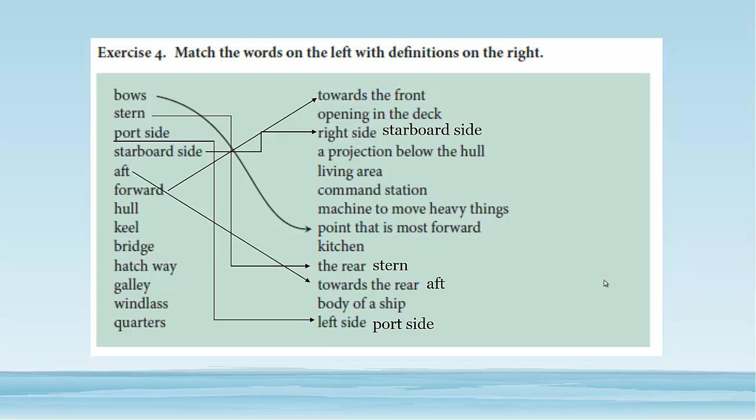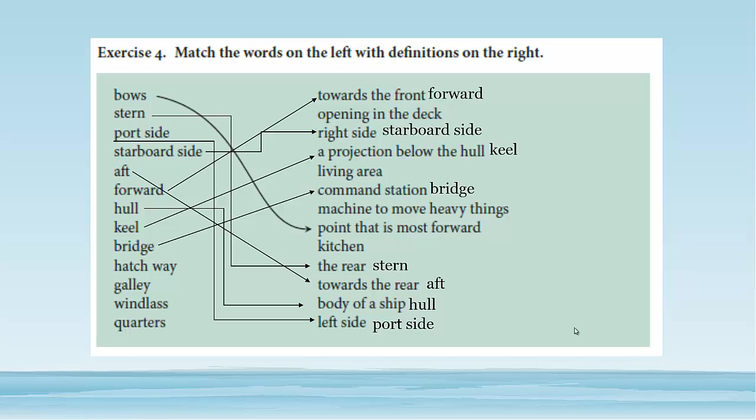Great. Now hull is the actual skin. The plating of the ship is the hull. That's what we call the body, usually metal plates riveted together, but could be welded together as well. And now the very bottom of the hull is called the keel. It's a projection that runs at the very bottom of the ship. Okay, bridge, generally called the navigation bridge, is the command station of the vessel, where you find navigation, but also communications. It's usually an integrated bridge, which has many different functions.